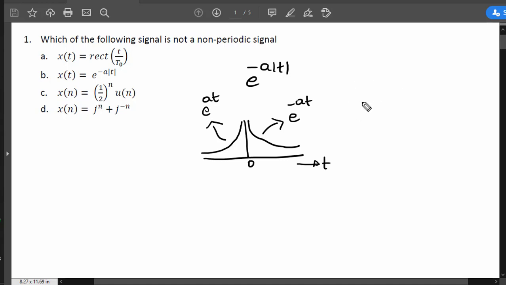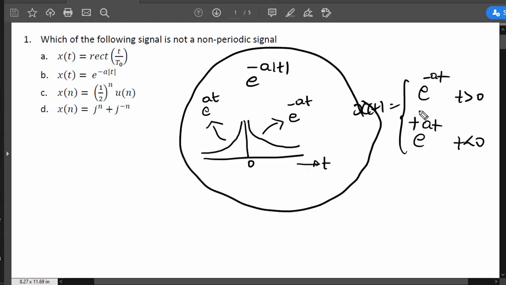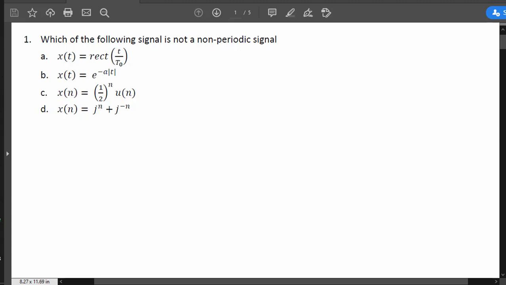Mathematically, it is defined by x of t is equal to e power minus a t for t greater than 0, and e power a t for t less than 0. Because for t less than 0 it is exponentially increasing, that is for positive a t, and this is negative a t. Okay. Now, is this sequence repeating after a particular time interval? No, right? So therefore, this is also a non-periodic signal. So option B is also not correct. Now we'll go with option C. Option C is x of n is 1 by 2 power n u of n.